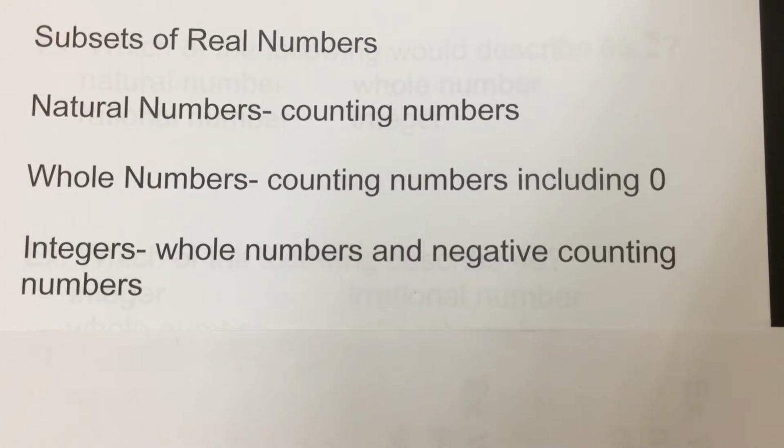Next, we have the integers, which will be those whole numbers plus all of the negative counting numbers. So like 1, 2, 3, 4, 5, if we make those negatives. So think the whole numbers, including 0, and negative 1, negative 2, negative 3, all of those will be included in your integers. So again, integers still do not have fractions or decimals.